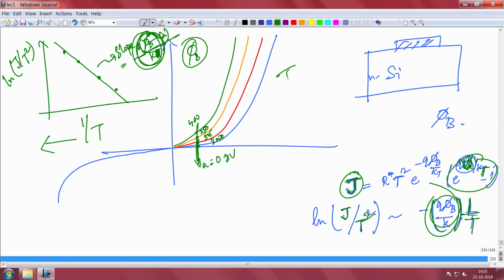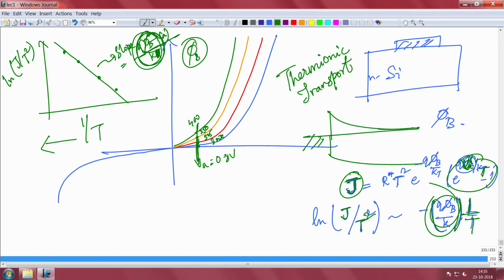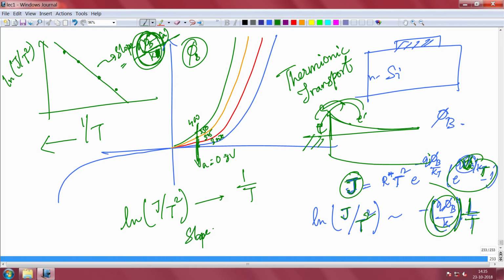So this kind of transport is called thermionic transport. This Schottky transport that is happening here is called thermionic transport, because it is an injection across the thermal barrier. So this is the conduction band, this is the valence band. Electrons are coming here. This is a barrier. The electrons are crossing purely because of thermal energy. So this is called thermionic transport, and thermionic transport has this signature that log of the current versus T square, if you plot it with respect to 1 by T, the slope gives you minus q phi b by k.